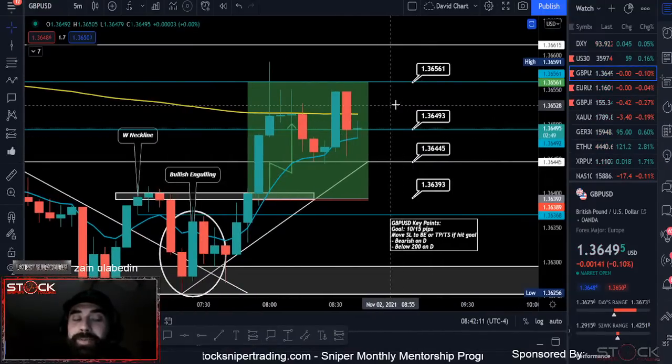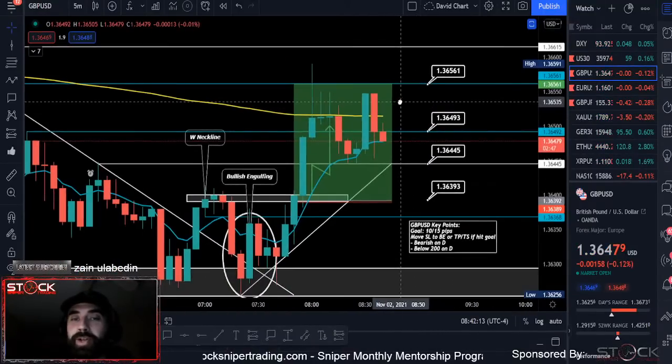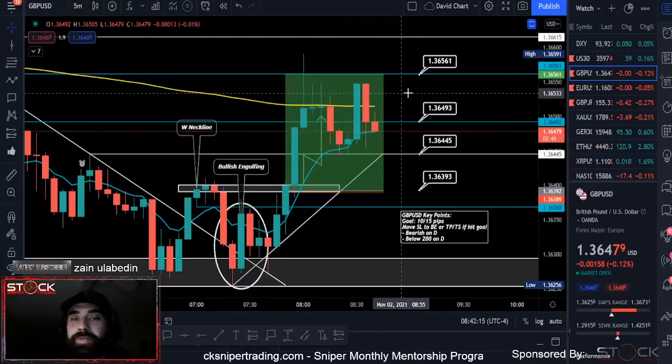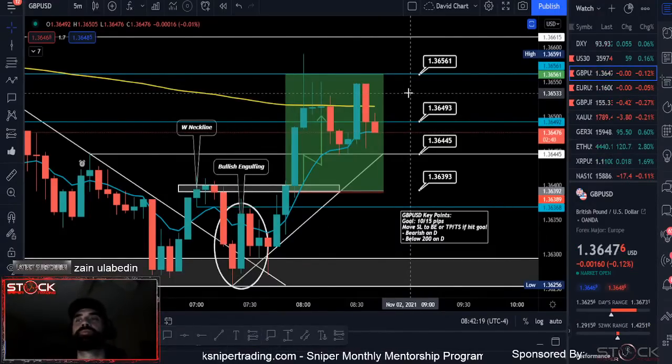NASDAQ, it's not dead when you start to see it coming into the market open. All right. So I do feel you on that right now. It's a little slower, but keep that in mind.